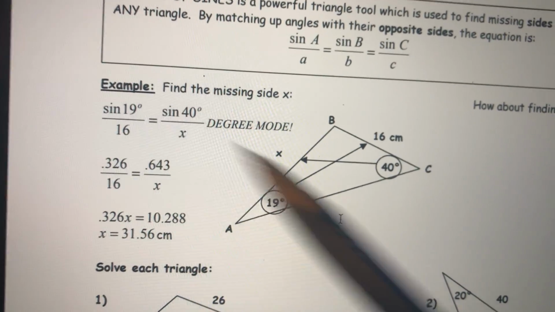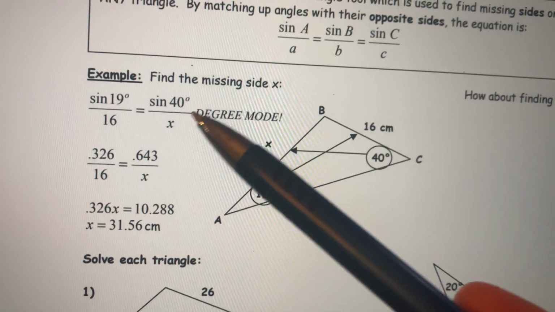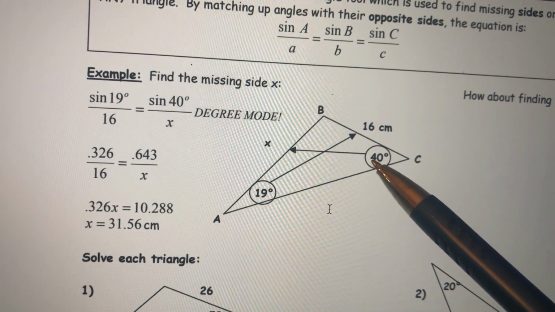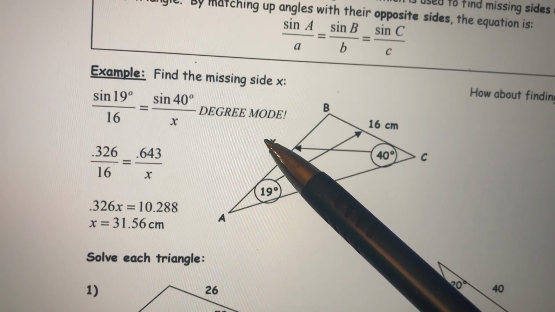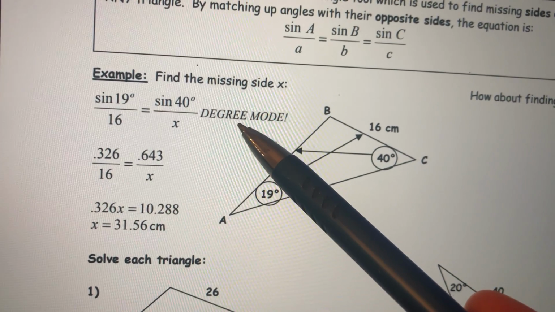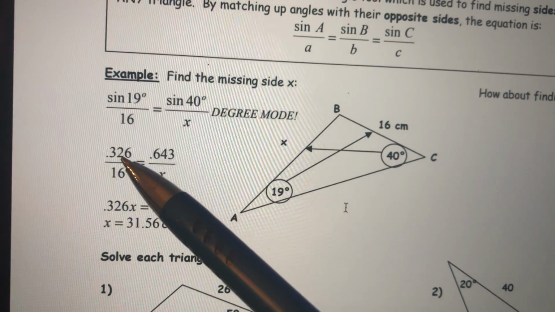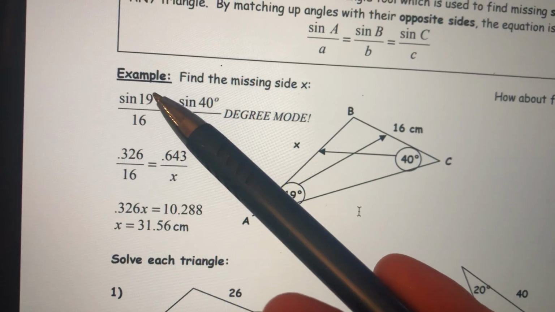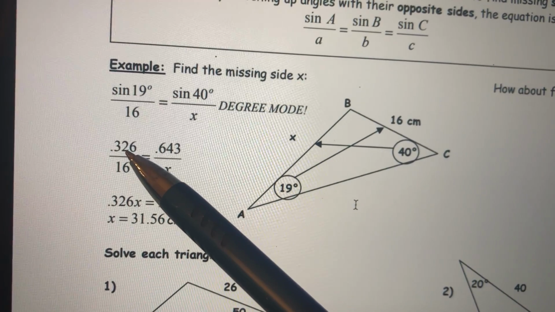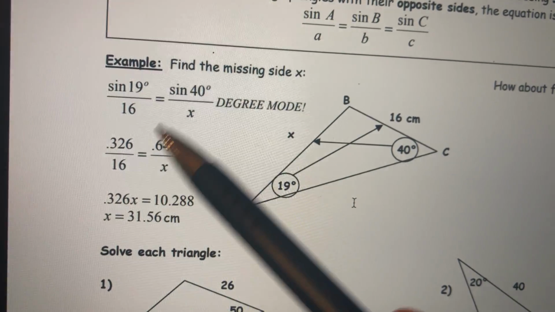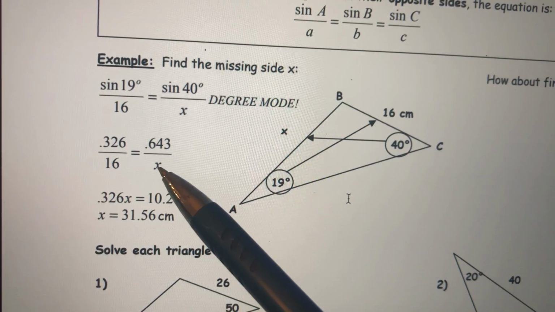Here they have the sine of 19 degrees over 16 is equivalent to the sine of 40 degrees over x. You have to put the x in there because that's what you want to solve for. And make sure you're in degree mode, because we're talking degrees here. And then it's basically just regular algebra. They evaluated the sine of 19 degrees in the calculator, which is 0.326 if you round it, over 16 equals the sine of 40 degrees, this decimal here, over x.